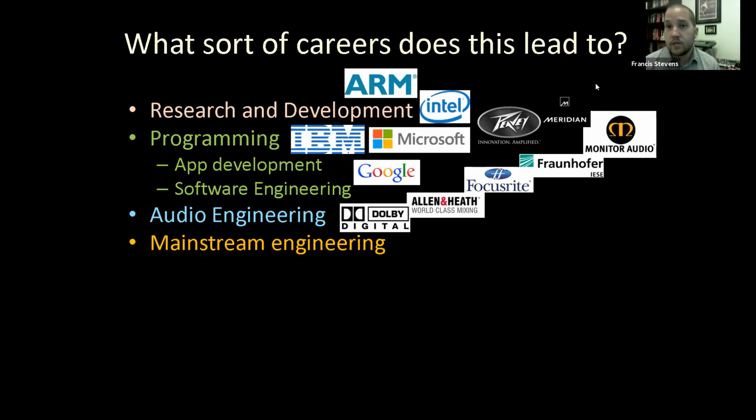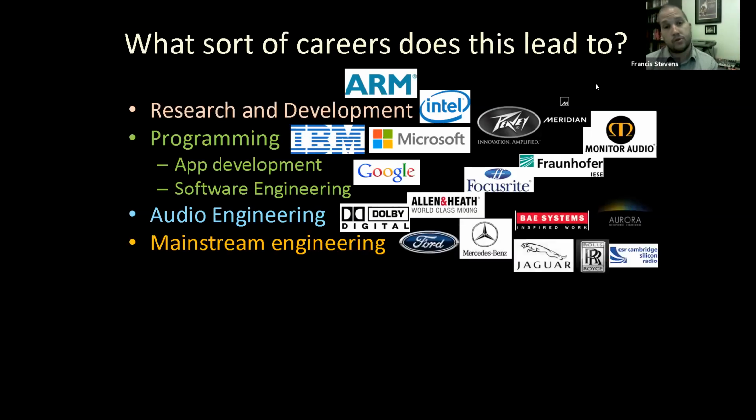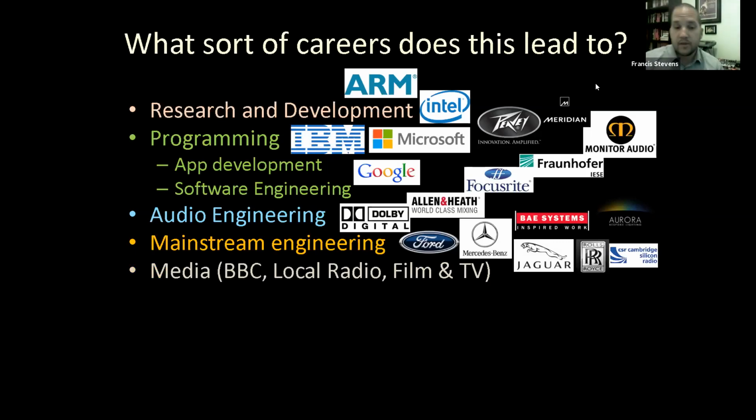Another area that we have students go into is what we might call mainstream engineering. So this is where, if you choose to do a music technology course at York, you're not painting yourself into a corner to be stuck doing music technology. Because it's an IET accredited engineering degree, you're showing employers that you have the skills to do any sort of engineering, essentially. So we have students going on to work for various car manufacturers, so Ford and Jaguar, but also all sorts of other electronics and engineering companies.